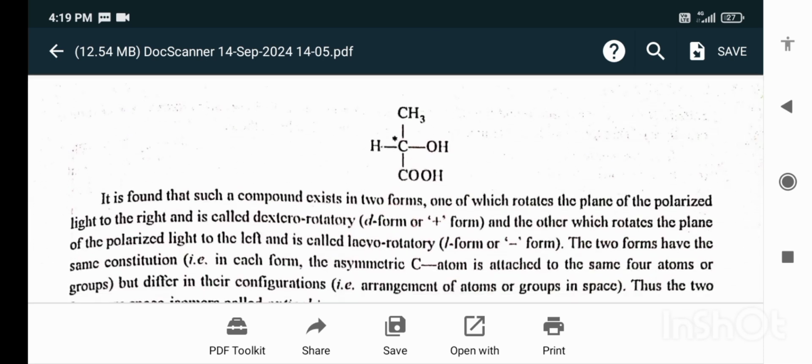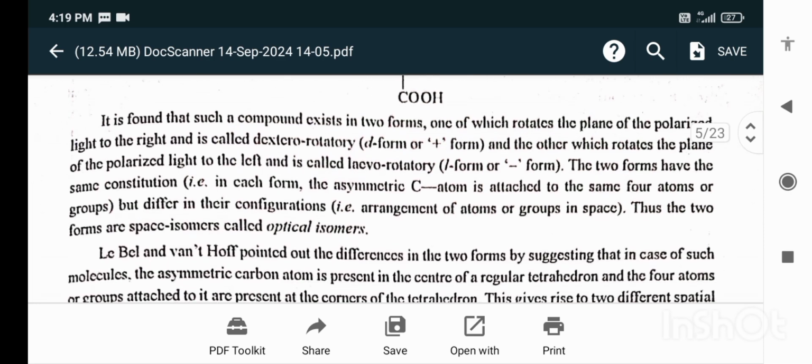It is found that such a compound exists in two forms, one of which rotates the plane of the polarized light to the right and is called dextrorotatory, and the other which rotates the plane of the polarized light to the left, it is called levorotatory. The two forms have the same constitutions, that is, each forms asymmetric carbon atom is attached to the same four atoms or groups but differ in the configurations. Thus, the two forms are space isomers called the optical isomers.